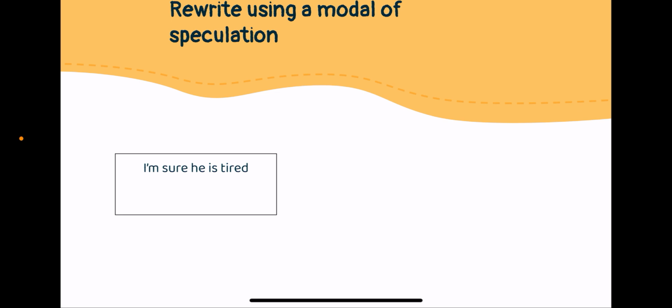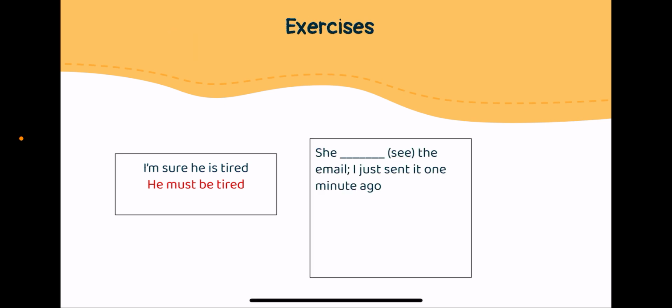So let's do some exercises so you can practice and see if you understood. Rewrite this using a modal of speculation. I'm sure he is tired. He must be tired. You use must because you're almost sure about it.